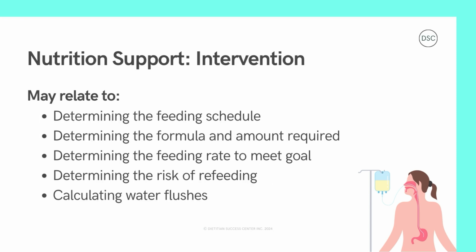Compared to the previous examples where education and counseling were the most logical interventions, in this situation, food and/or nutrient delivery will be the category of intervention to address. Your intervention may be related to determining the feeding schedule, determining the formula and total amount required to meet needs, determining the feeding rate to meet the goal, determining the risk of refeeding, and calculating water flushes, etc. From this, the final enteral prescription will be your main intervention, along with any goals for weight gain and education required. Referral to community supports may also be part of the intervention.